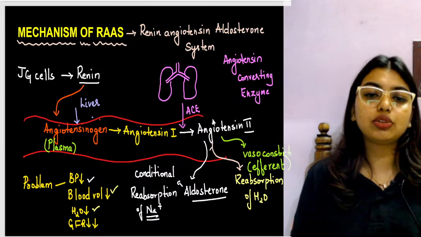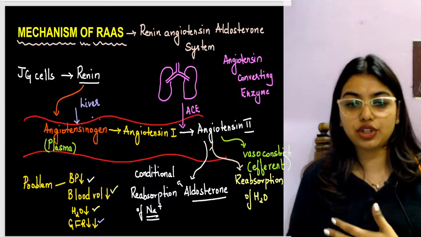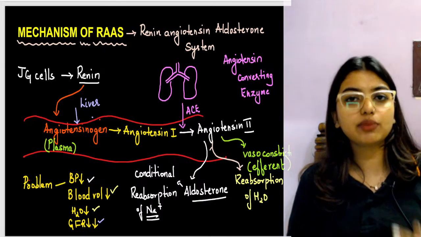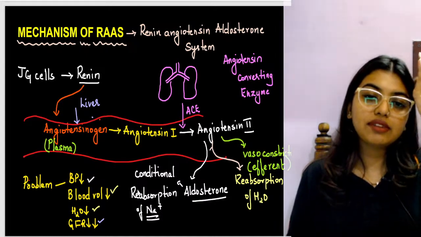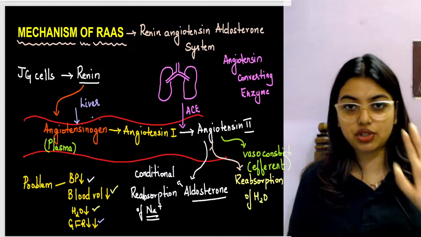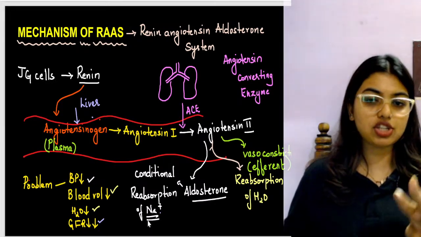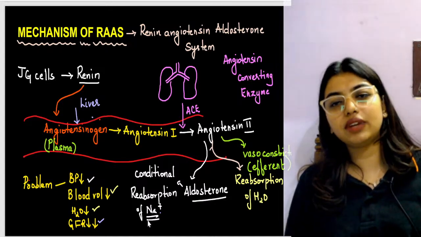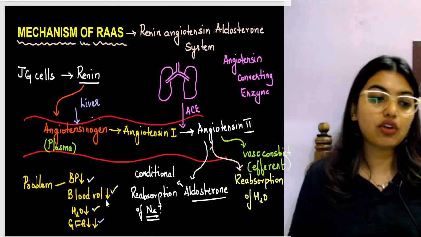Now angiotensin 2 will be like, guys, don't worry, I'm going to fix all of your issues, and it will fix all the 4 issues. What are the issues? BP was low, or the sodium content was low, blood volume was low, water was low, GFR was low. So they will be like, we will do conditional reabsorption of sodium. This way your BP will get fixed. Second thing, by the release of aldosterone. Second thing it's going to do is reabsorption of water. Last thing they will do is vasoconstriction of the efferent arterioles.